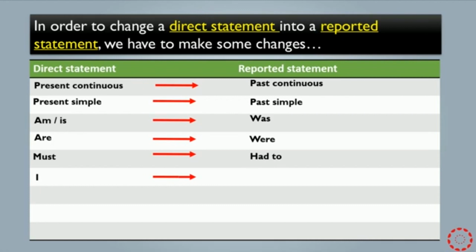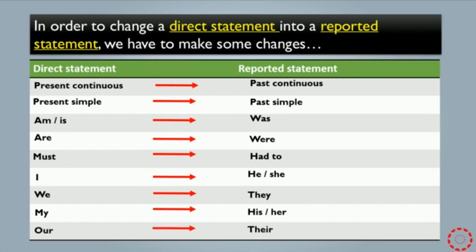If we have I, we will change to he or she according to the speaker. If we have we, we will change to they. If we have my, we will change to his or her, again according to the speaker. If we have our, we will change to their. Okay, so don't forget these changes. You have to memorize, or you have to know what are the changes in order to change a direct statement into a report statement. Let's see in examples.